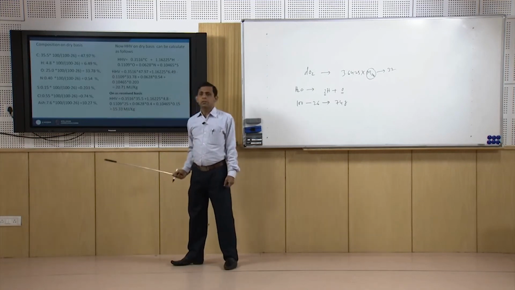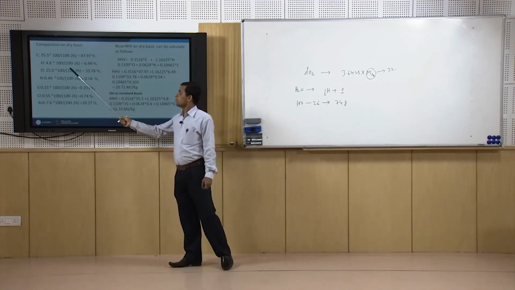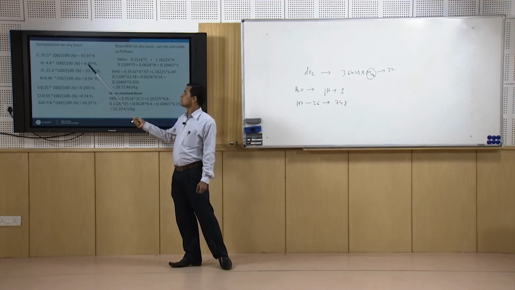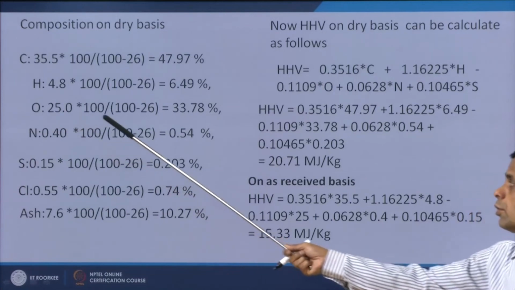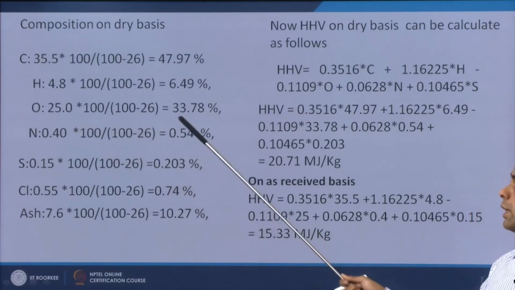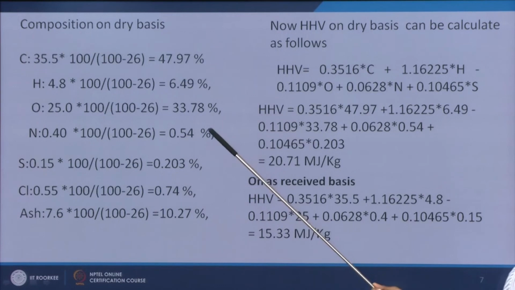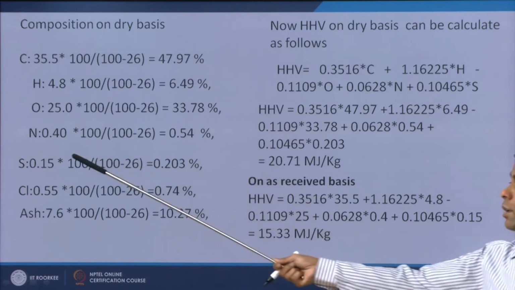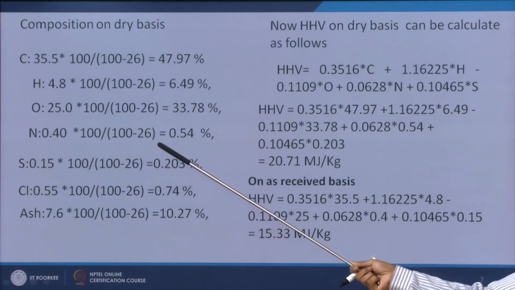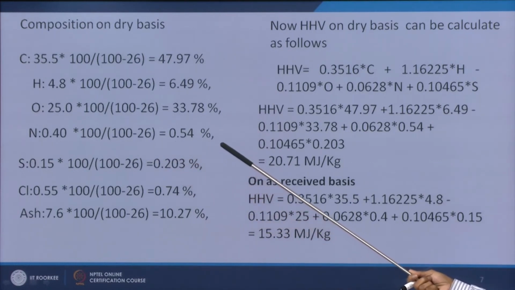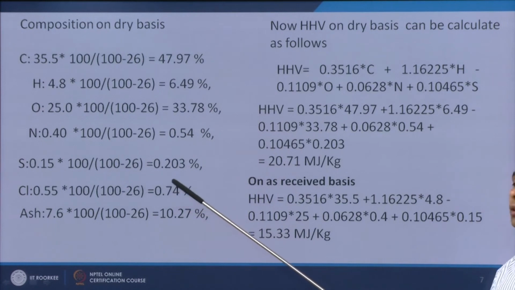Similarly, for hydrogen this will be 4.8 into 100 divided by 100 minus 26, that is equal to 6.49%. Similarly, for oxygen we will be getting 33.78 percent, and by the similar process nitrogen is equal to this one into 100 divided by 100 minus 26, equal to 0.54%. Similarly, sulfur is equal to 0.203%, chlorine is equal to 0.74% and ash is equal to 10.27%.